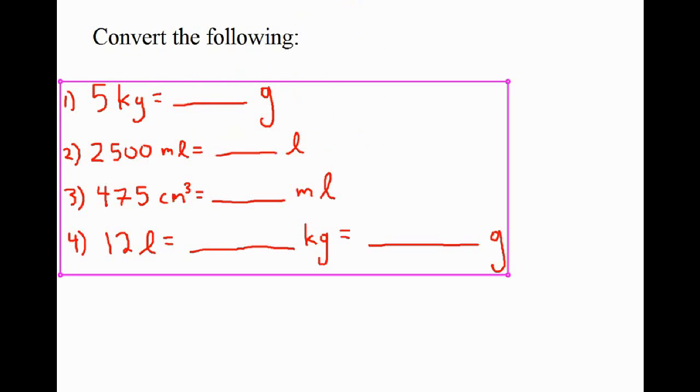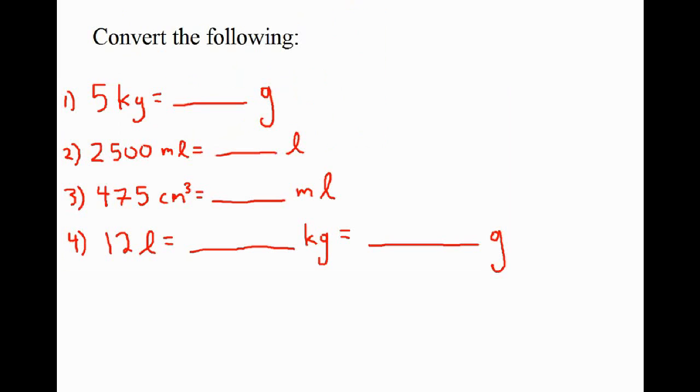To finish off today, I want you to try to convert a couple of units. The first one is 5 kilograms. I want you to think of how many grams that is. And if you're not 100% sure, think about how many meters are in a kilometer. For number 2, I have 2,500 milliliters. I want to know how many liters that is. And again, if you get confused, think about how many millimeters are in a meter.